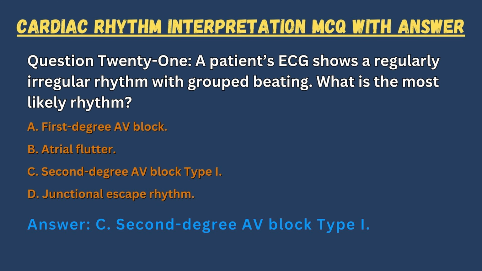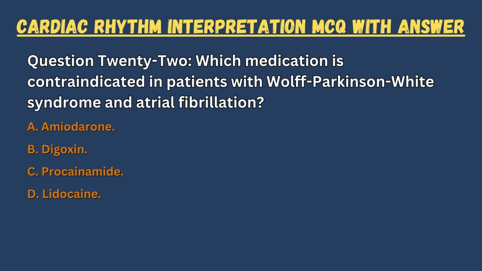Answer: C. Second-degree AV block type 1. Question 22. Which medication is contraindicated in patients with Wolff-Parkinson-White syndrome and atrial fibrillation? A. Amiodarone. B. Digoxin. C. Procainamide. D. Lidocaine.